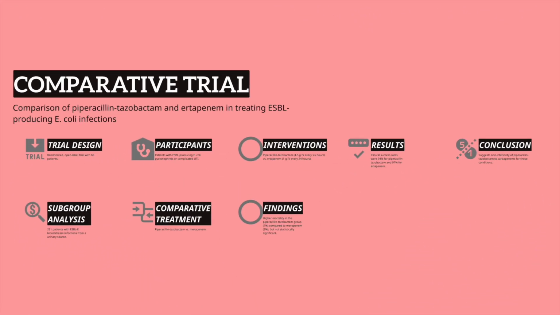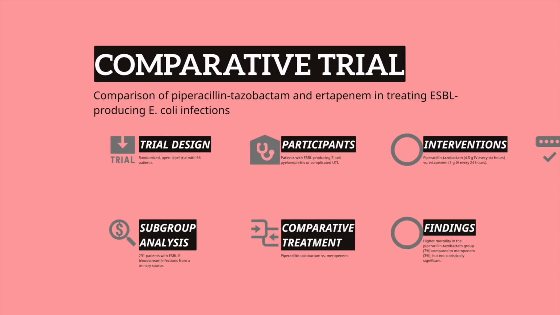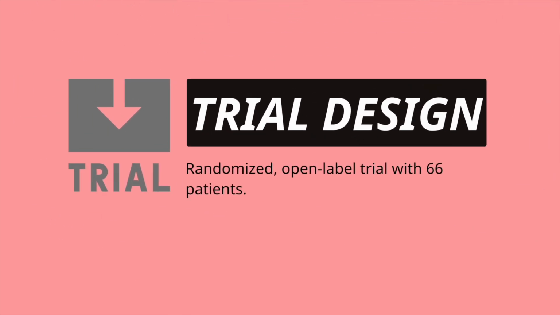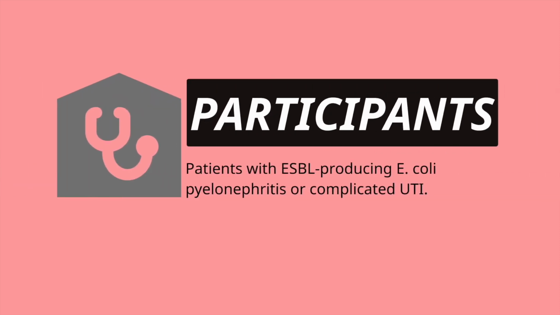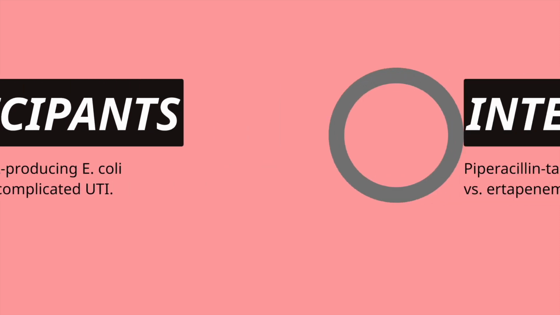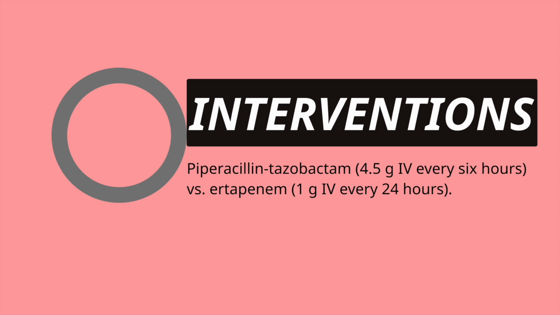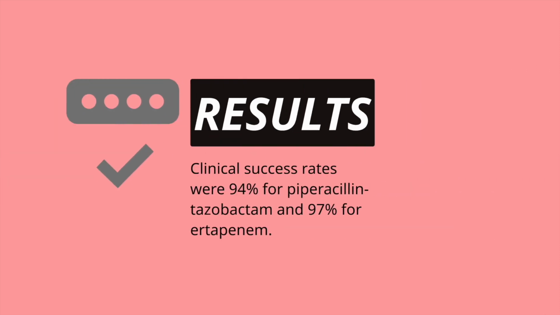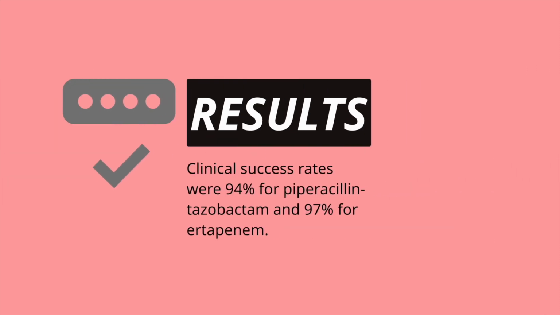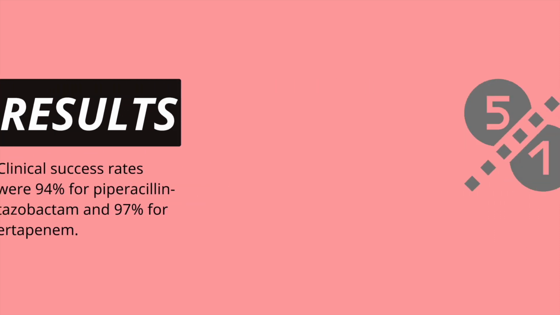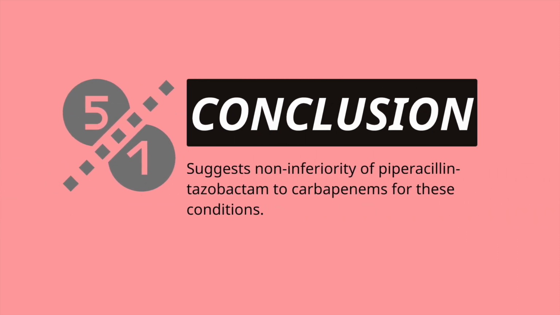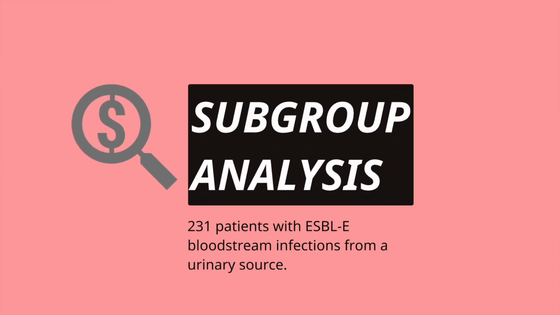Next we compare piperacillin tazobactam and ertapenem in ESBL producing E. coli. It was a randomized open label trial with 66 patients. In this they used ESBL producing E. coli in pyelonephritis or complicated UTI. So the intervention was ertapenem versus piperacillin tazobactam. And in this they found similar success with both the drugs. So piperacillin was not inferior to carbapenem in these situations.